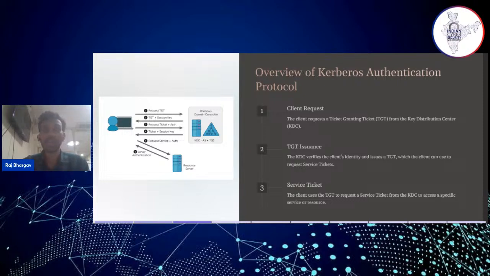So now let's come to what Kerberos is and how it works. Kerberos is a network authentication protocol developed by MIT, Massachusetts Institute of Technology. It facilitates secure communication and authentication in a distributed computing environment, and is named after the three-headed dog that guards the entrance to the underworld in Greek mythology. Kerberos aims to guard against unauthorized access to a network.